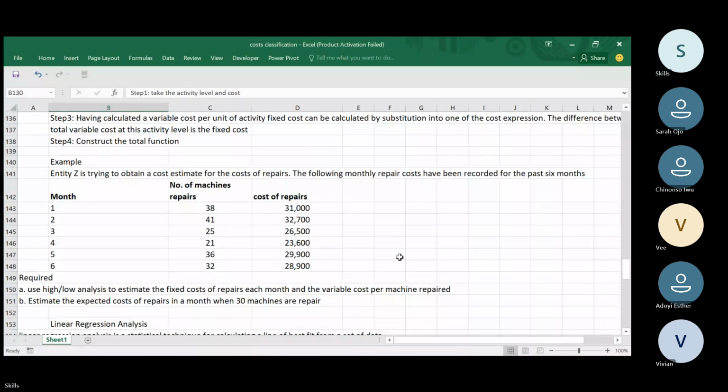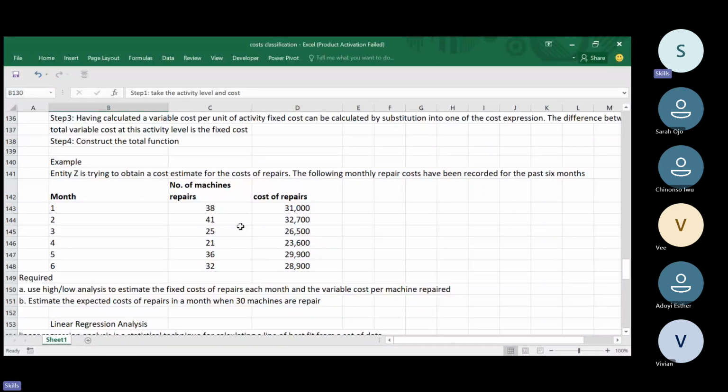Hello, class. Are you with me? Yes, sir, we are here. Let's be talking, please. The highest. Look at the number of machine repairs. Which one is the highest? The highest, 41. 41 is the highest. Thank you.